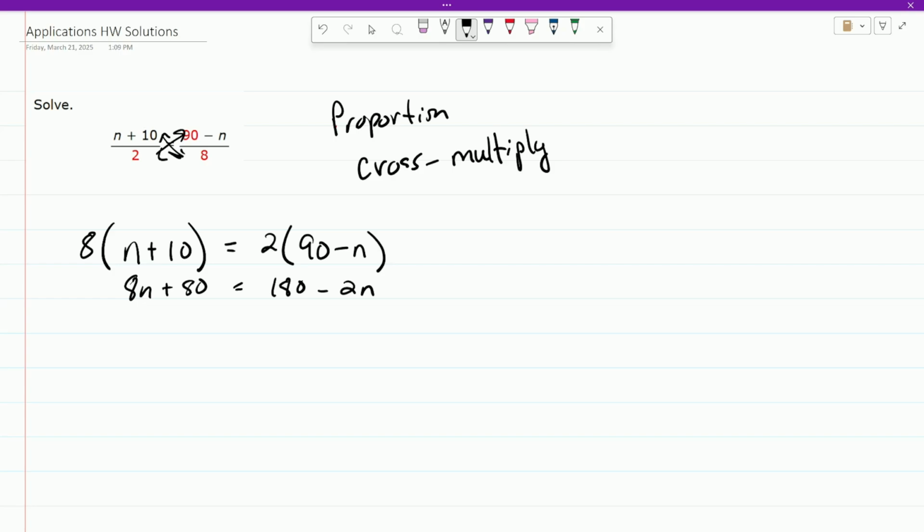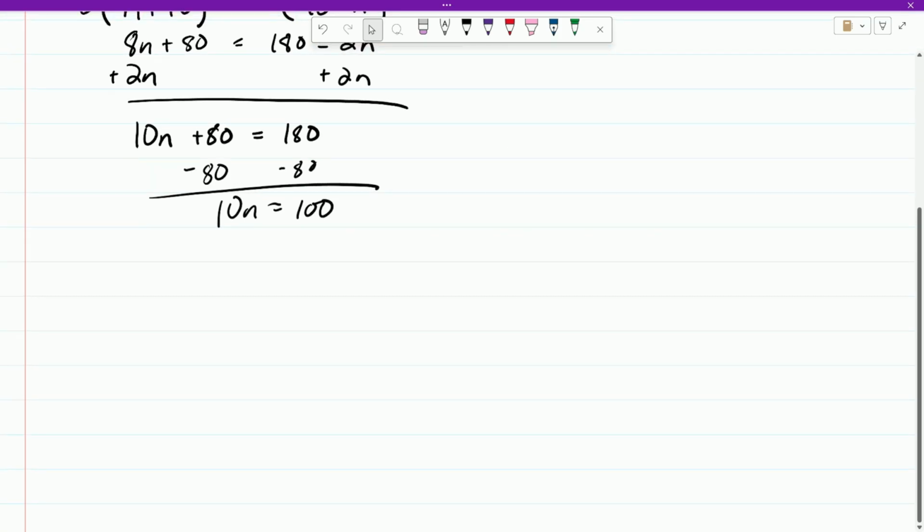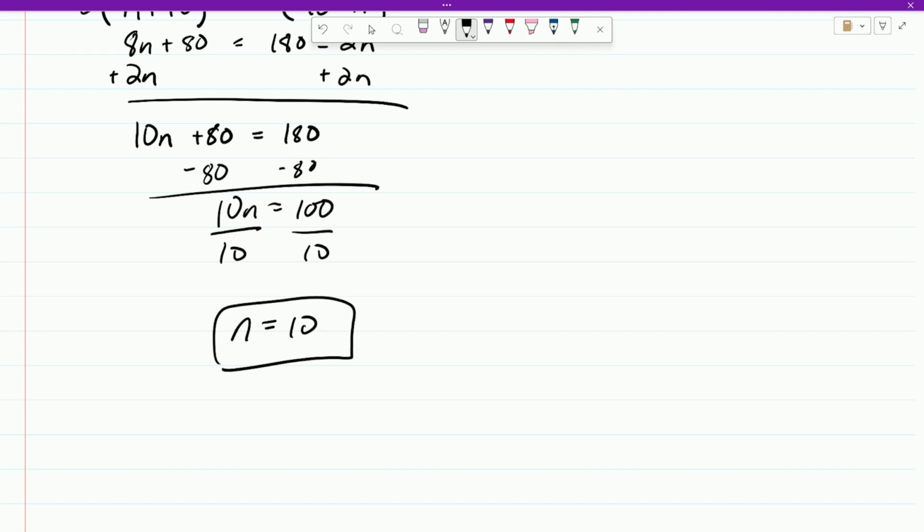Then we'll get the like terms together. So we'll add 2n to both sides. That's going to give 10n plus 80 equals 180. Finally, subtract 80 from both sides. 10n equals 100. And then finally, divide both sides by 10 to give me n equals 10. And that's how you do the first one.